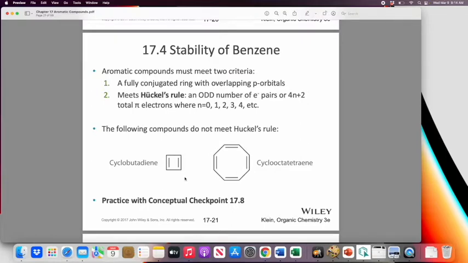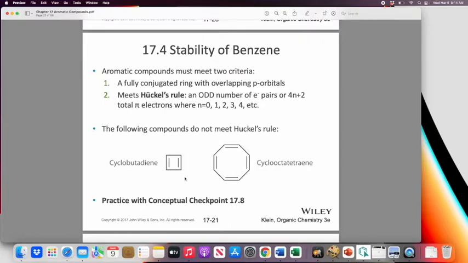All right, so let's convince ourselves real quick that benzene satisfies both of these rules, which is why it's considered aromatic. First of all, we've got that fully conjugated ring, that perfect spacing, double bond, single bond, double bond, single bond. The other thing is that we have 1, 2, 3 pairs of electrons in that conjugated ring. So we have an odd number of electron pairs. So check, check, it's fully conjugated. Check, check, it has an odd number of electron pairs. That makes it aromatic.